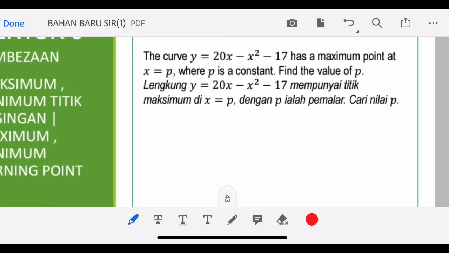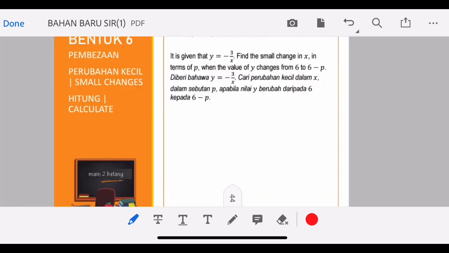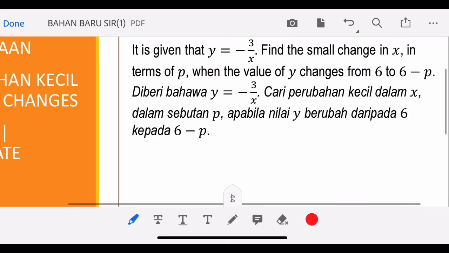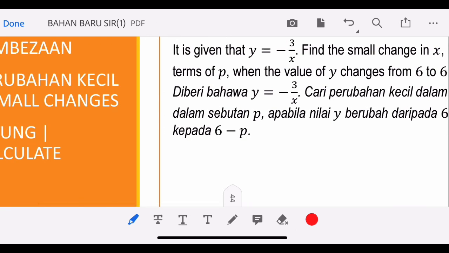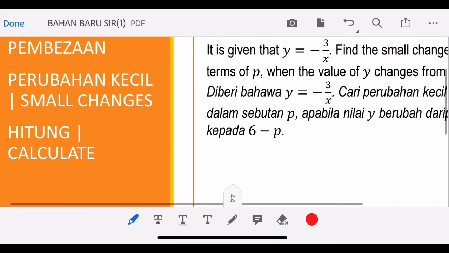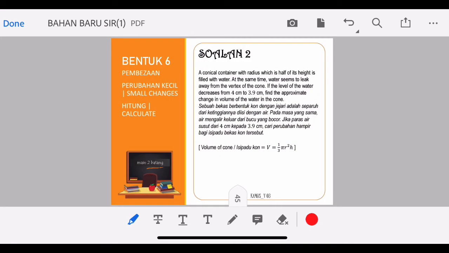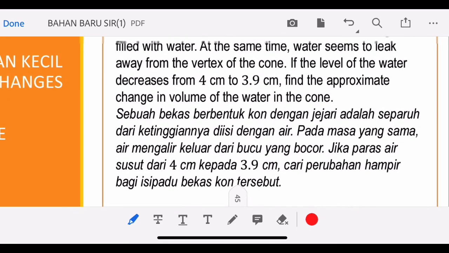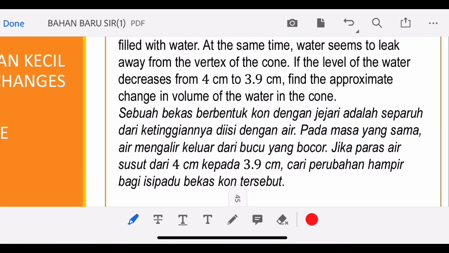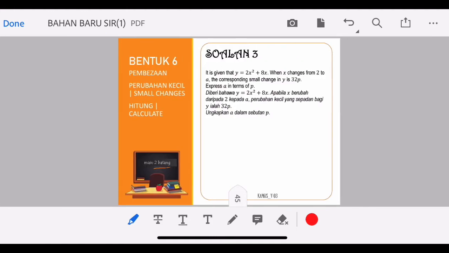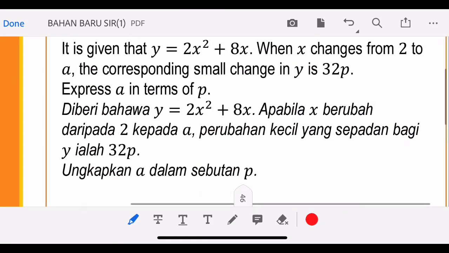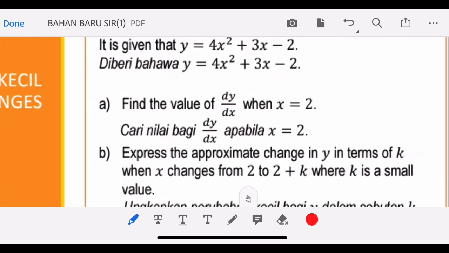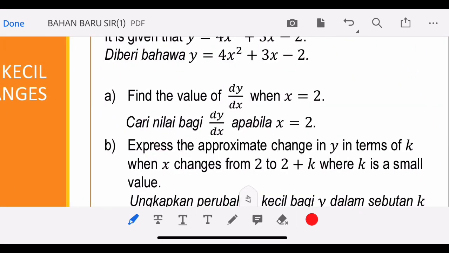And this one is also about minimum point. And this one is about the small changes. Yes, another application. Minimum point, maximum point, turning point is one application. Small changes is another application. We have how many applications? Okay, this is approximate change. Okay, this second type, approximation. This one is approximation also. Okay, so I will discuss all the applications in the next video lesson.